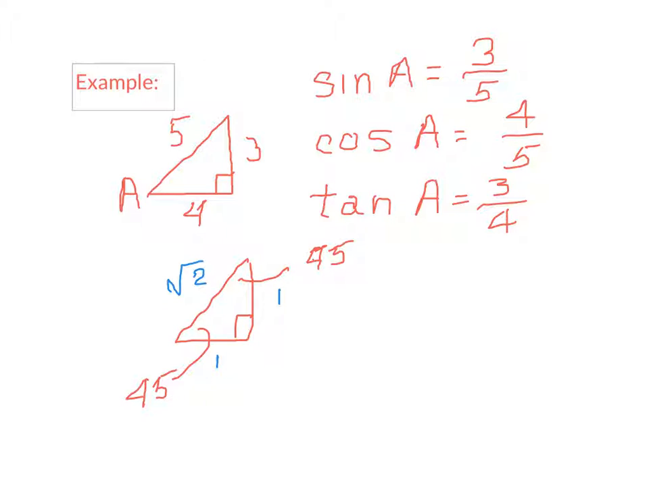So if you've got a 45, 45, 90 right triangle, the ratio of the sides is going to be 1, 1, the square root of 2. Okay? So it is going to be very helpful if you memorize that and remember that in a 45, 45, 90 right triangle, the sides are going to be in the relationship of 1, 1, the square root of 2.